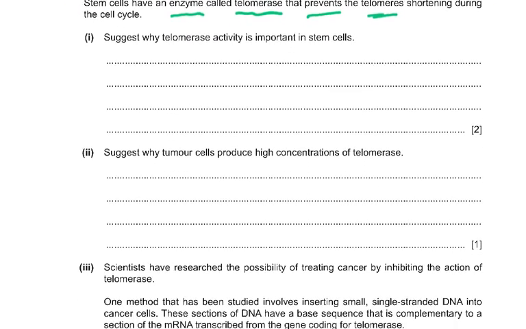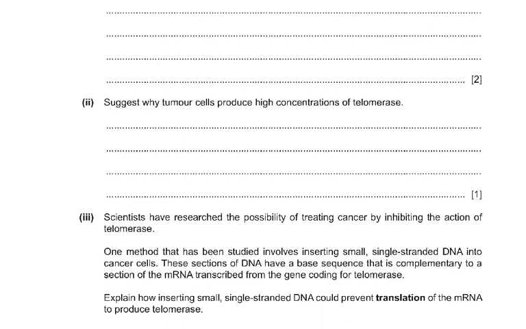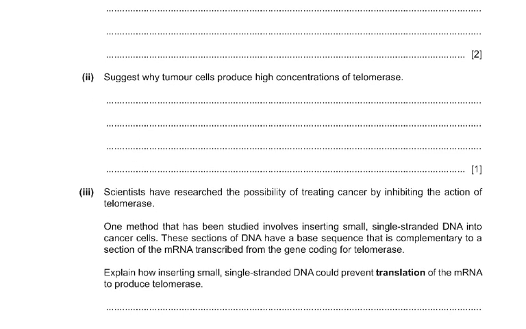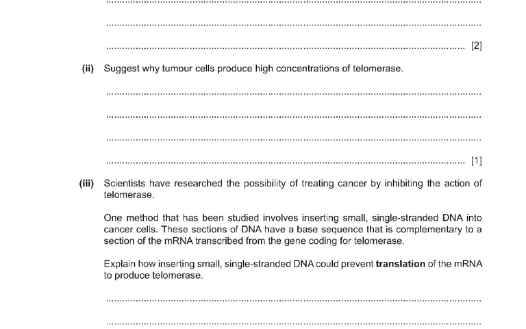And suggest why tumor cells produce high concentrations of telomerase. Scientists have researched the possibility of treating cancer by inhibiting the action of telomerase. One method that has been studied involves inserting small single-stranded DNA into cancer cells. These sections of DNA have a base sequence that is complementary to a section of the mRNA transcribed from the gene coding for telomerase. Explain how inserting small single-stranded DNA could prevent translation of the mRNA to produce telomerase. Okay, we come back to this a little later.